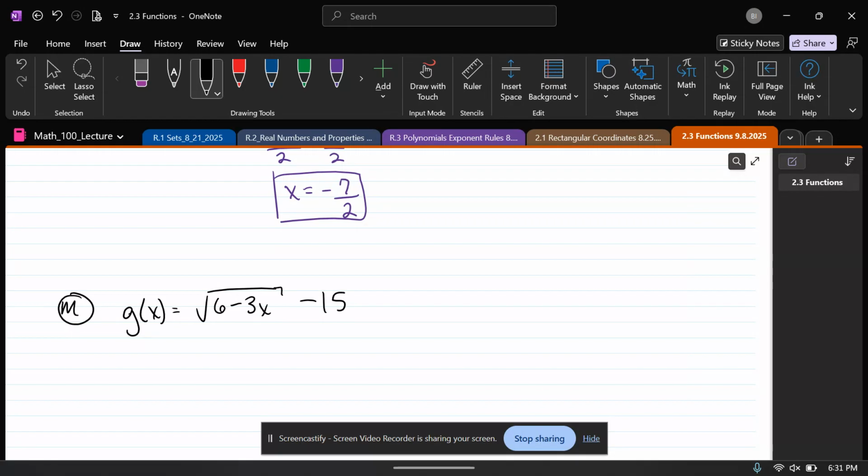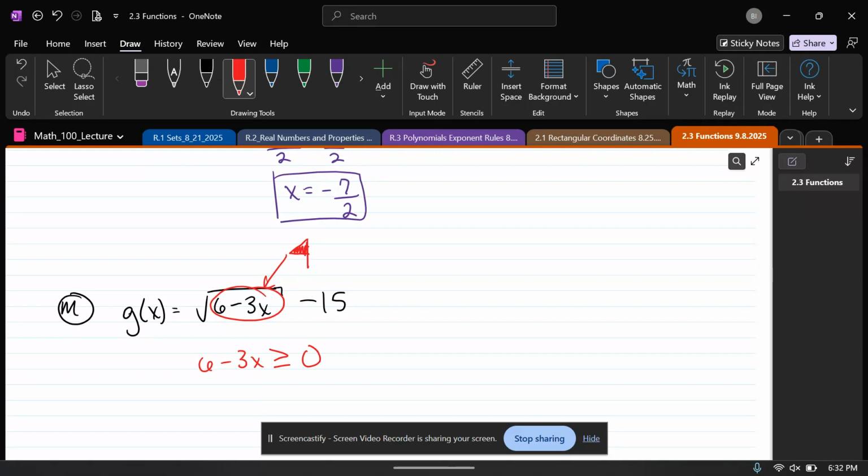So this one, the red flag is square root stuff. Okay? So we got that 6 minus 3x in the square root. That's my red flag. That's the issue. So my red flag for that tells me to do what with the 6 minus 3x? Not equal to 0. Greater than or equal to 0. That's where you set that inequality up.